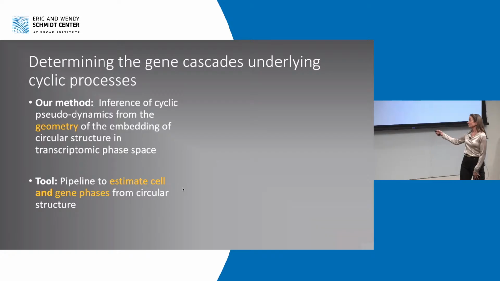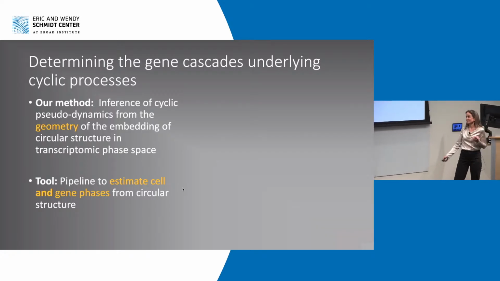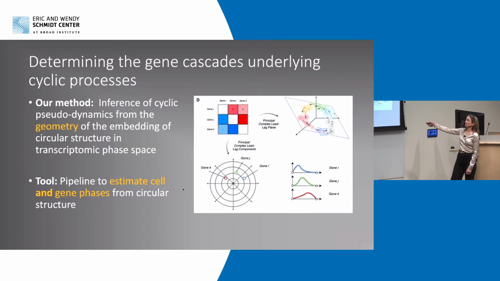And so what we'll end up with in the end is a pipeline for estimating both cell and gene phases from circular structure. We're going to have some sort of matrix that's going to tell us which genes are leading which other genes. And from that, we'll be able to see the different phases and amplitudes of the genes as we go through the cyclic process, be able to say, oh, gene I is leading gene J, which is leading gene K. So that's the basic idea. And I'll explain in detail how we actually get there.